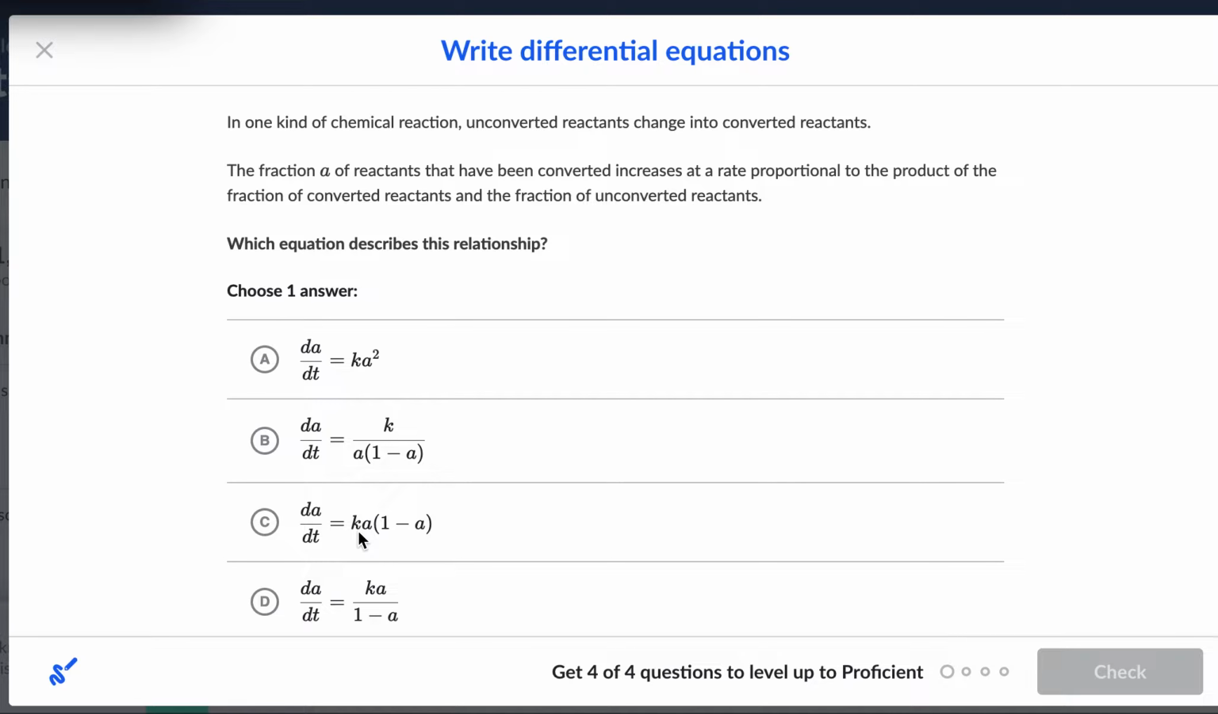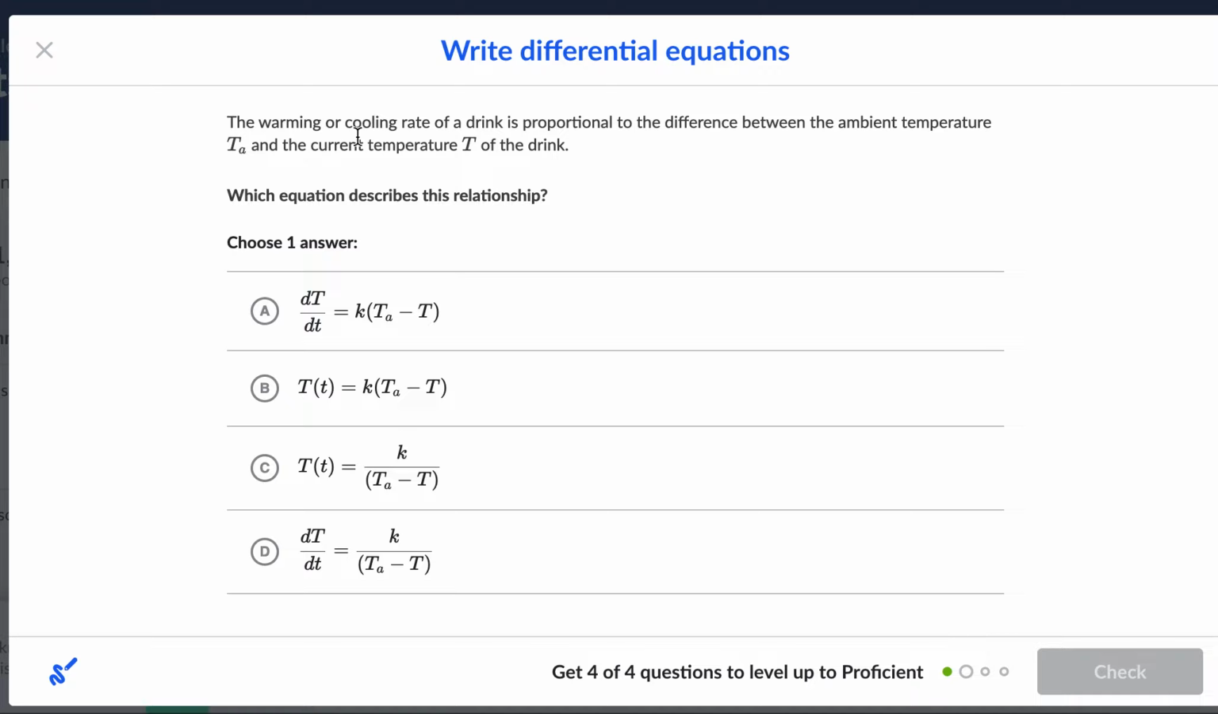Why again? Because there's the fraction. Think of it as like 1/3. And then times the fraction that is not yet converted, 1 minus 1/3 or 2/3. Okay? And so we'll get the sparkles, and we'll try the next one. See if you can do this. Pause me and do it on your own.